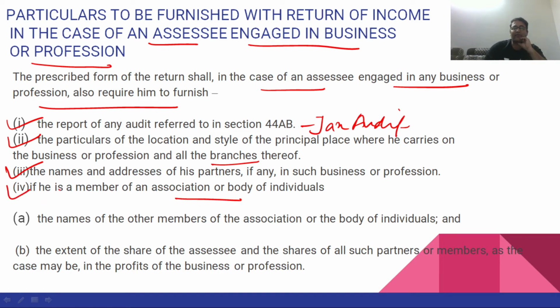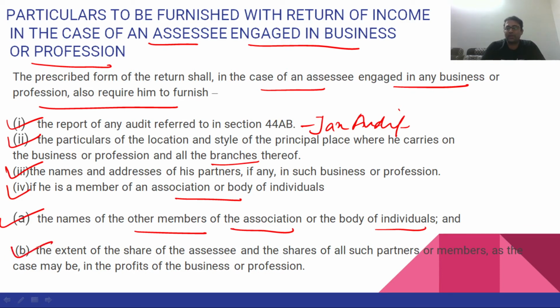Okay, so these are the four primary information that he needs to provide. That is the tax audit report, the particulars of the location and style of the principal place where he carries on business, the names and addresses of the partners, if any, in such business or profession, and if he is a member of any association or body of individuals. The names of other members of the association or body of individuals. If he is a member of any association or body of individuals, then he needs to give the name of the other members of such an association or body of individuals as well.